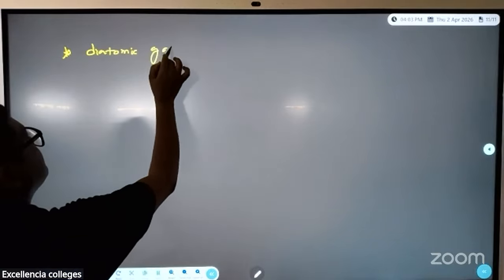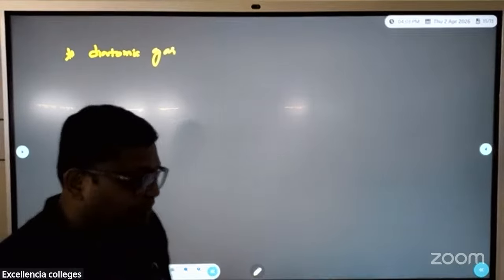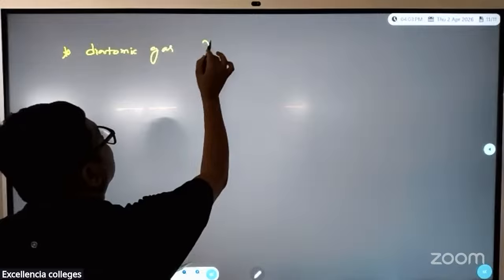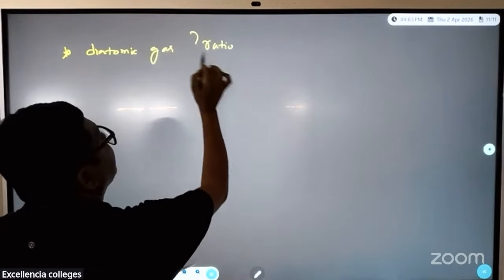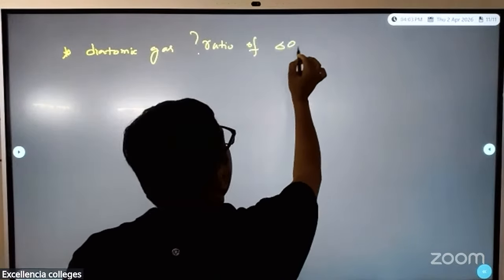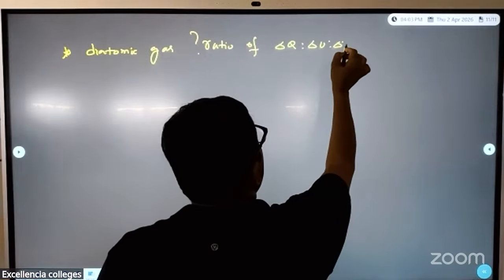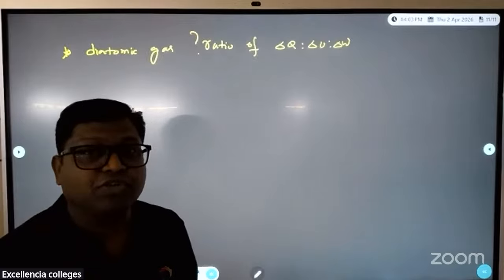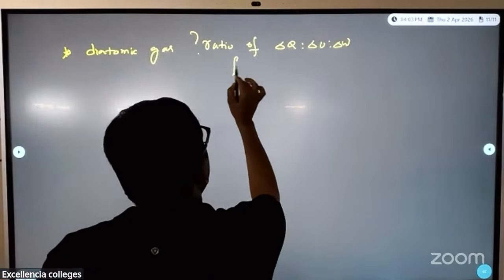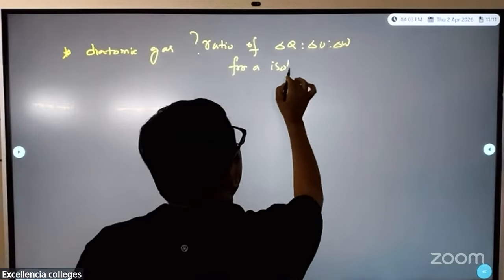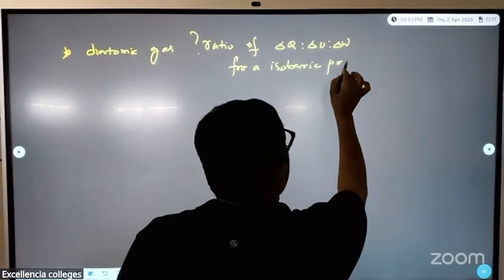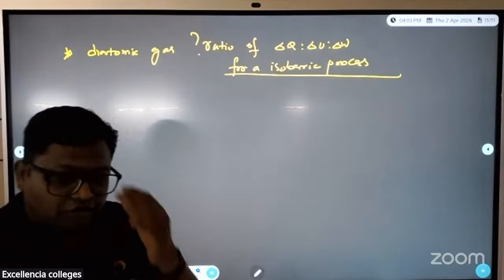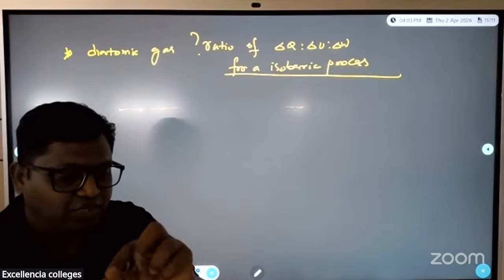Atomic gas. A diatomic gas is mentioned. You're asked to find the ratio of delta Q to delta U to delta W, and this is to be identified for an isobaric process. So children, this is to be identified: the ratio of delta Q to delta U to delta W.